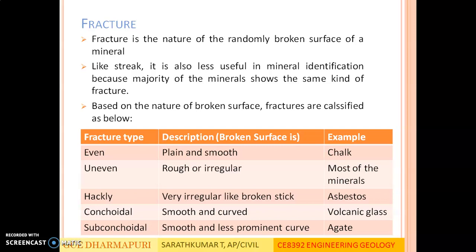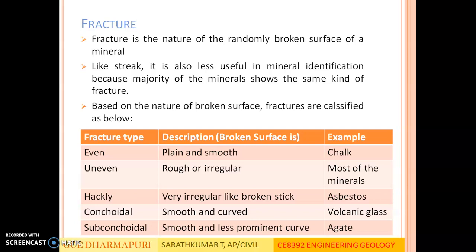First is even fracture. The randomly broken surface will be plain and smooth. Example, chalk. If the randomly broken surface is rough or irregular, it is called uneven fracture. Most of the minerals will have uneven fracture. So you cannot use fracture as a diagnostic physical property in identification of minerals.